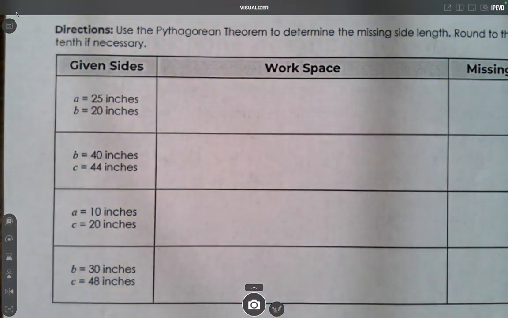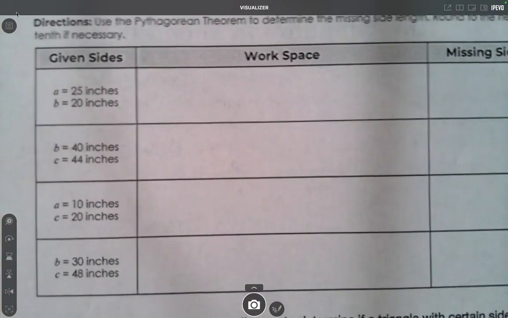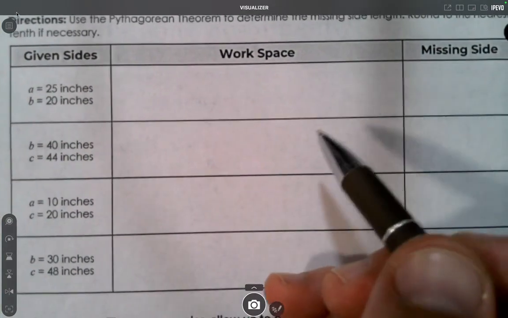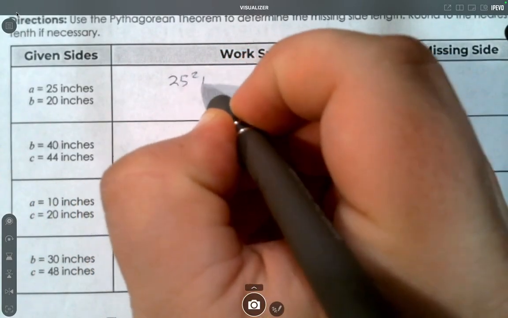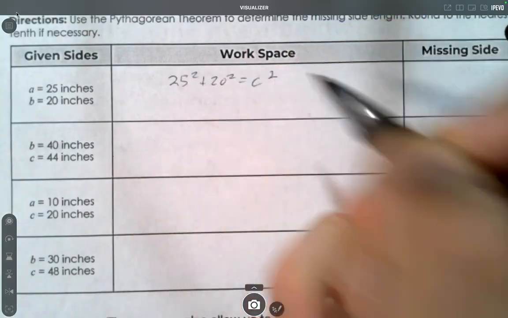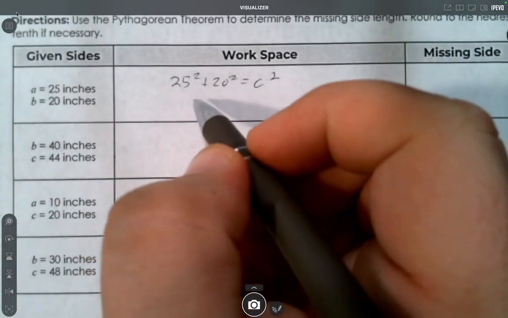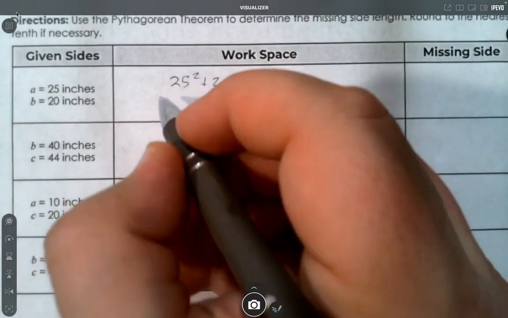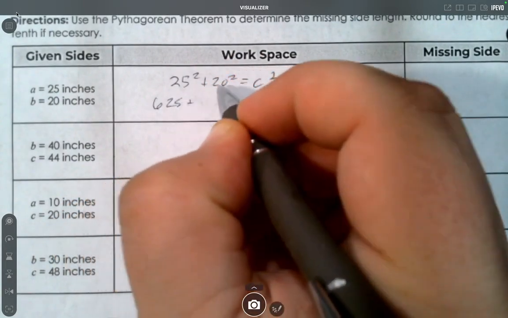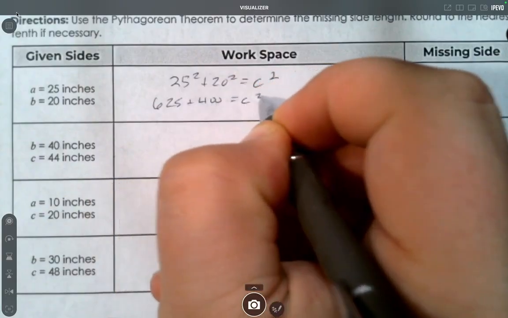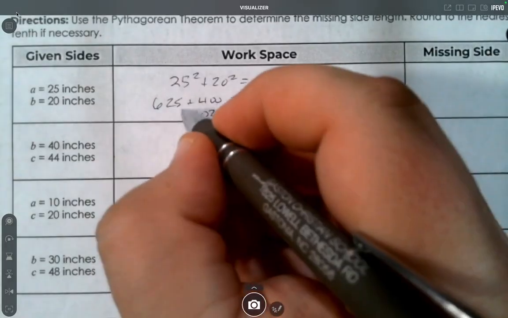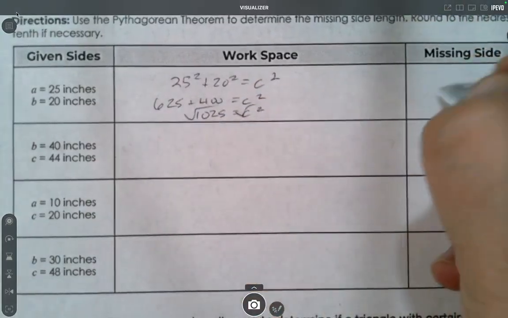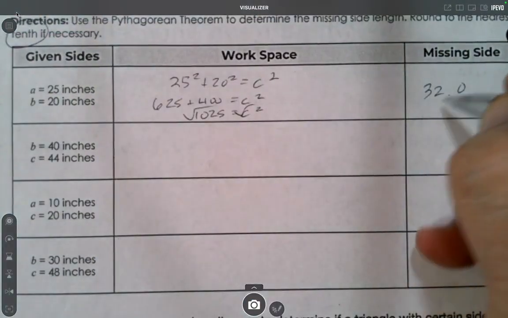Okay, we'll just keep practicing on the back. So we're given sides A and B. So I'll do 25 squared plus 20 squared equals C squared. Let's see, 25 squared, I think that's 625. 20 squared is 400. So that's a total of 1025. And then we take the square root of both sides, and we get 32.0, notice it said the tenth this time, inches.